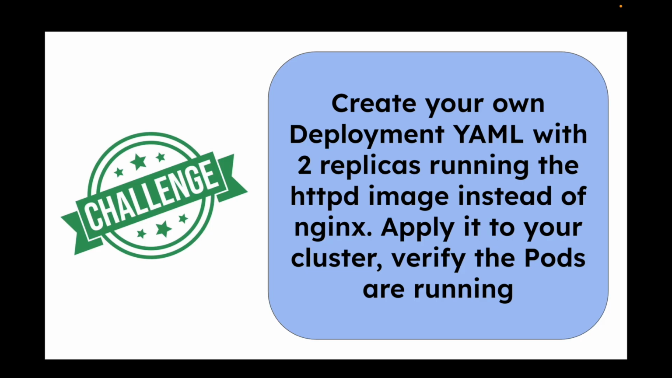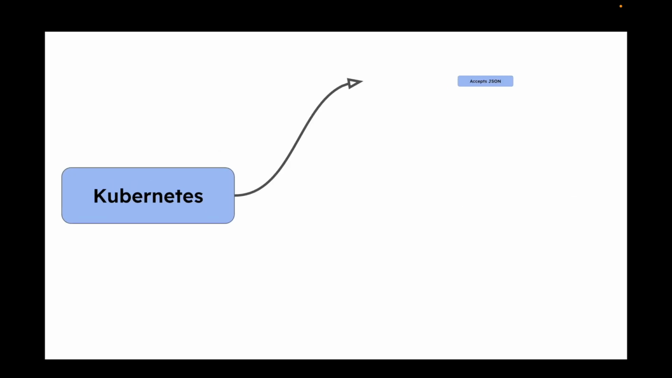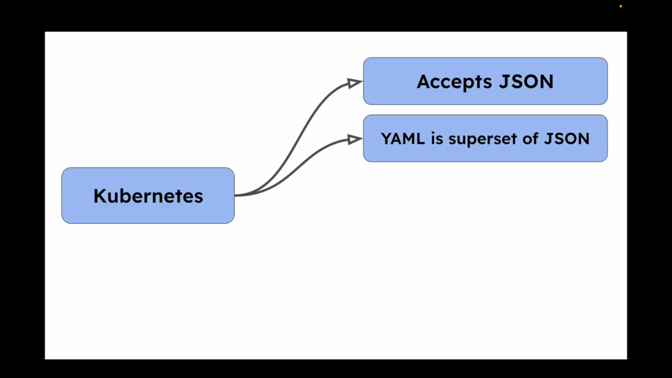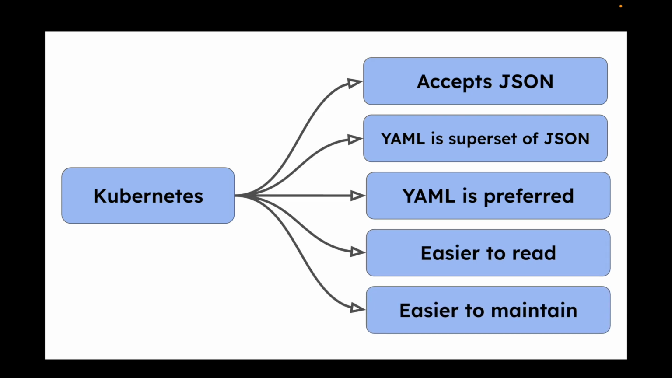Now, here's an interview tip. Does Kubernetes only support YAML? The answer is no. Kubernetes also accepts JSON because YAML is a superset of JSON. YAML is preferred because it's easier for humans to read and easier to maintain. But you can also use JSON to write your manifest files.